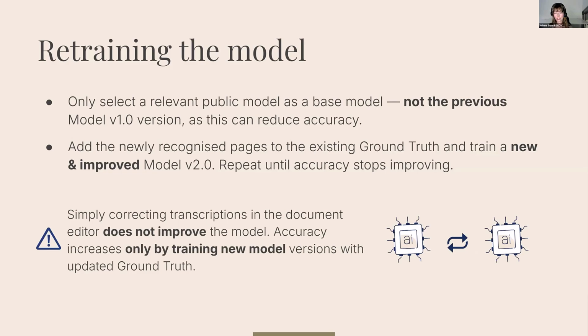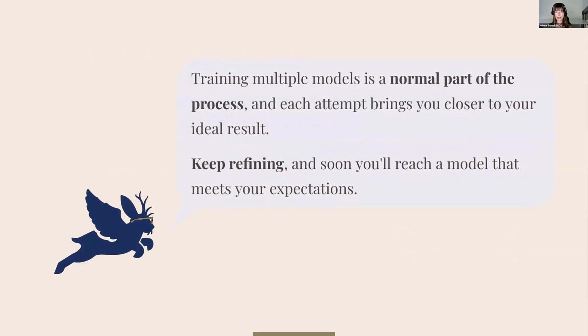One thing that we should also mention here, this is a common misconception. If you correct the transcriptions in the document editor, this does not improve the model. The accuracy of the model increases only by retraining or training a new model version with the updated ground truth. This is a quite normal part of the process. We've also shown some examples before, and they were all numbered, number 3, number 7. So this is a very common process. Keep refining, keep working on improved models, and soon you'll have a model that will be satisfactory.